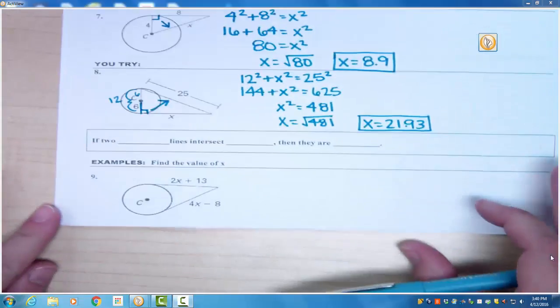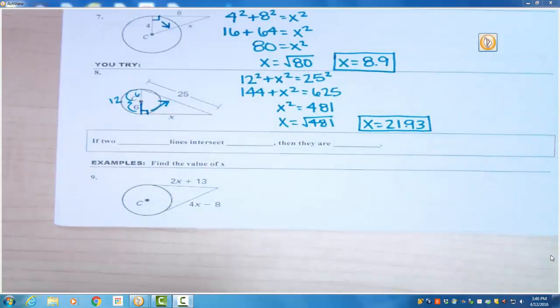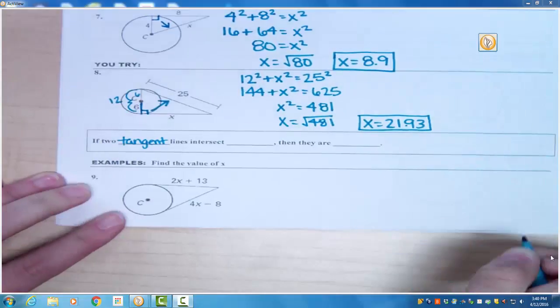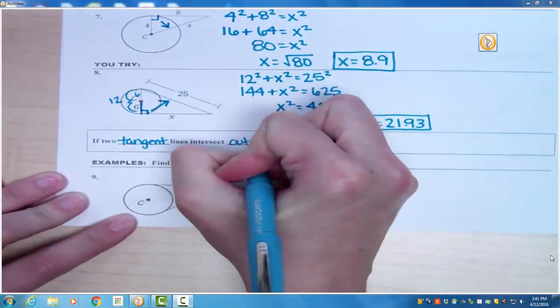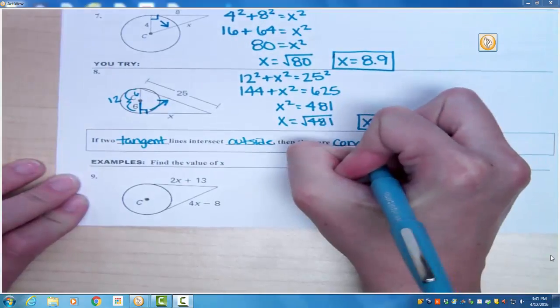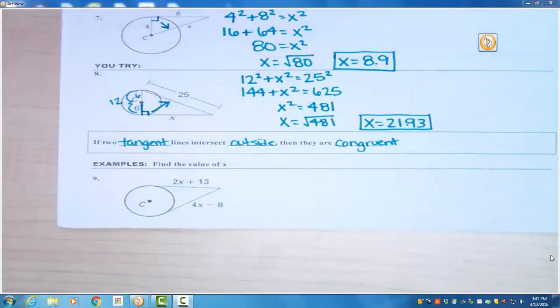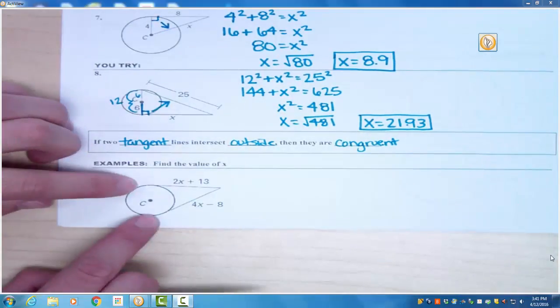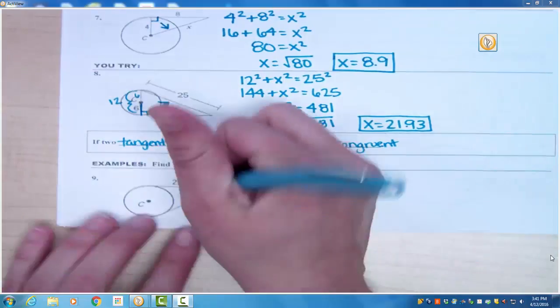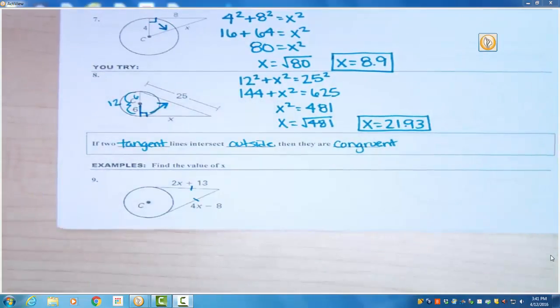Okay, and then this very last piece, and we're done with notes for today. If two tangent lines intersect outside the circle, then they are congruent. So in this example down here, I have two tangents. They're touching the circle at only one point. Those two tangents are meeting at one point outside the circle, so those segments are equal to each other, or they're congruent, so their measurements are equal.